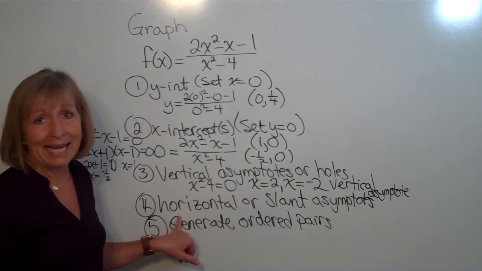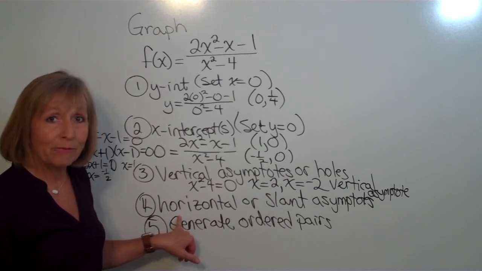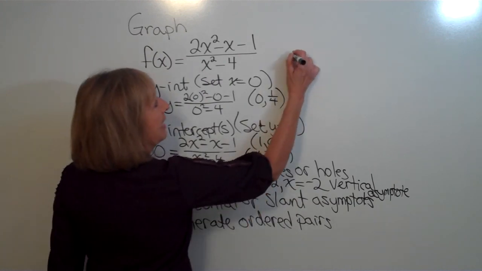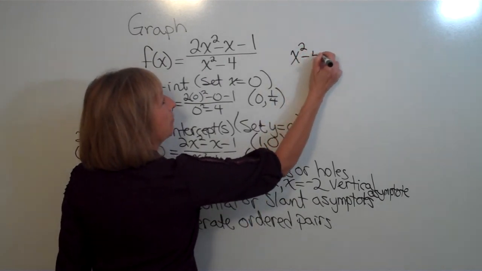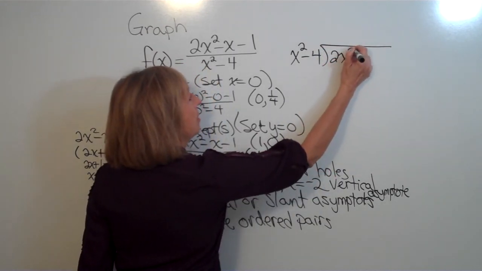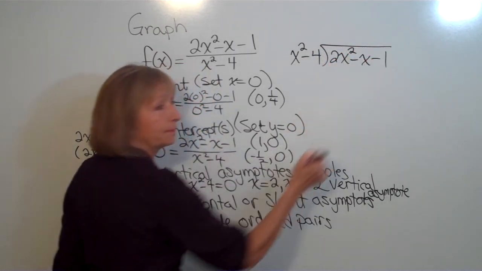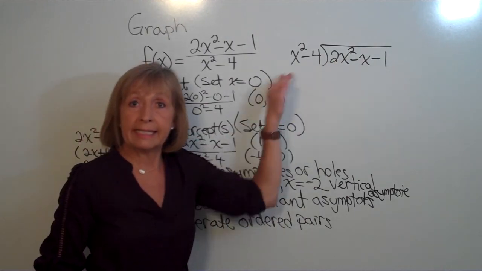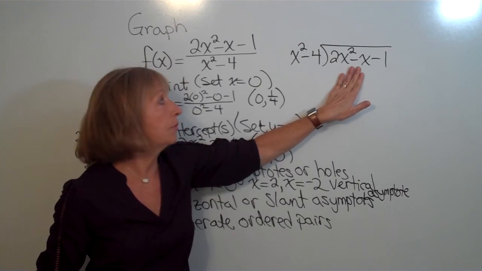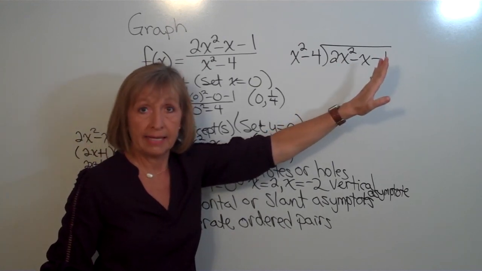Now, horizontal or slant asymptotes, I need to find them from long division of my fraction. So I'm going to take the x squared minus 4 and divide it into the 2x squared minus x minus 1. Make sure they're in descending order. If in my dividend I have any term that's missing, I'd scoot over and leave a space.